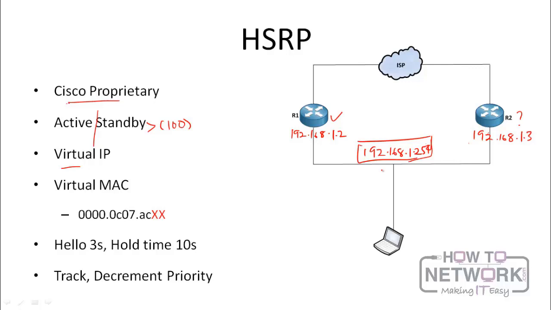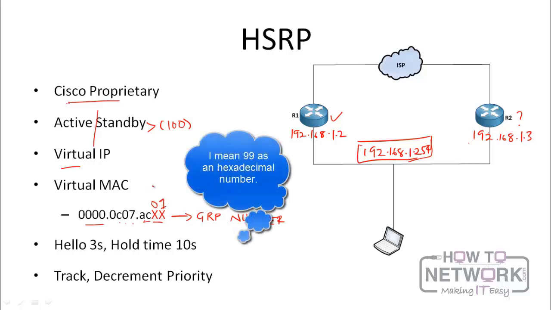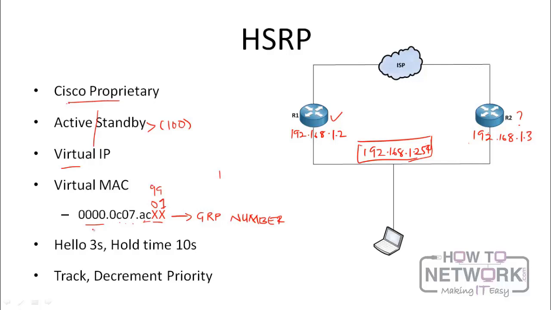Now, the virtual MAC address for HSRP actually has a format: 0000.0C07.ACXX, where XX is the group number. So what this means is that if we have HSRP group 1, the virtual MAC address is going to be 0000.0C07.AC01. If we have HSRP group 99, the virtual MAC address is going to be 0000.0C07.AC99. So that's how HSRP generates its virtual MAC address.